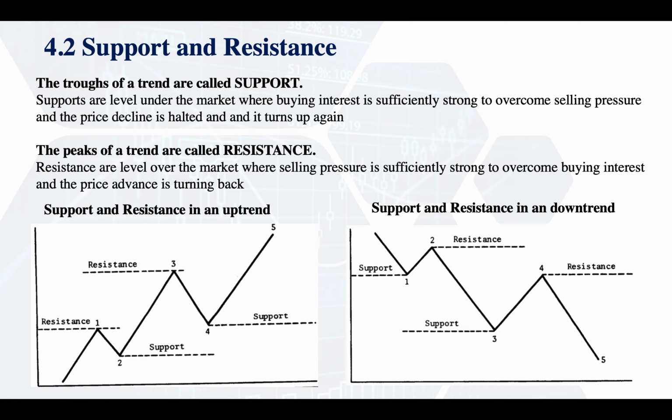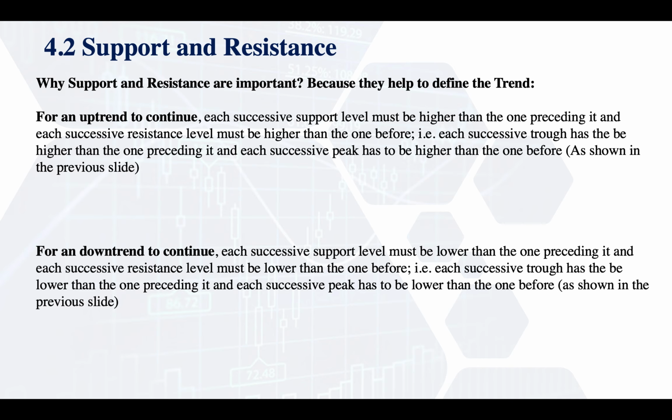Why are those important? Because successively higher supports and resistances give us an uptrend, while successively lower supports and lower resistances give a downtrend. So this is the concept of uptrend and downtrend. If you want more information, just read it. It's explained even better than what I'm telling you.